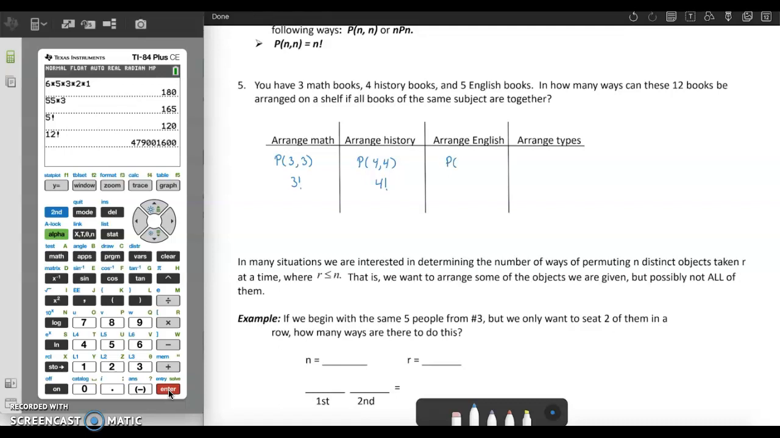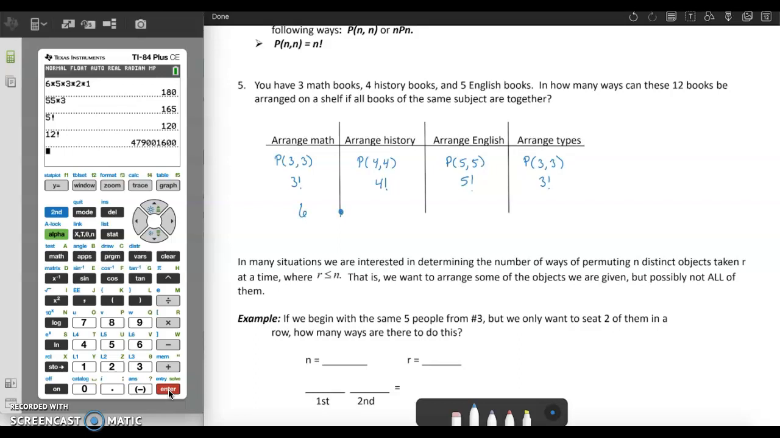We want to arrange the English books. We have 5 of them, and we want to put all 5 of them in every order that we could possibly get to, so that would be 5 factorial. And then the last thing you want to do is arrange the types. So there are 3 different types of books. Do we want to do math, then history, then English? Or do we want to do math, then English, then history? So if we want to arrange the types, we again have to permutate 3 different types. So 3 factorial. 3 factorial is just 3 times 2 times 1, which is 6.